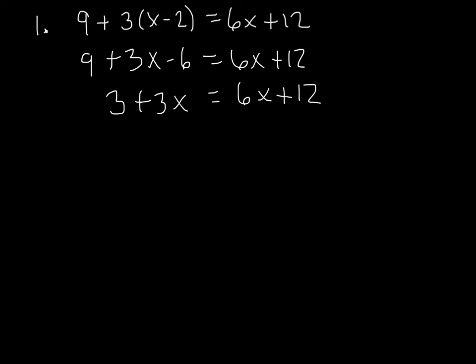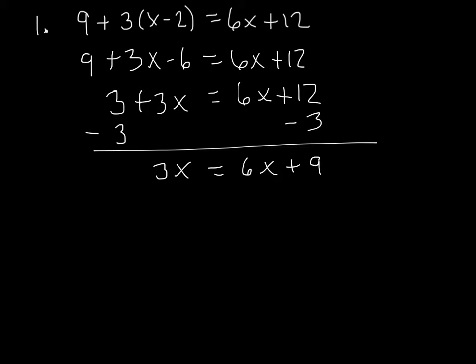All right, so now it's a matter of preference. If we want our variables on the left, I would subtract 3 from both sides, just so 3x would be by itself. So that's what I'm going to do. You could have also subtracted 6x from both sides first. Doesn't really matter. So now I'm going to have 3x on the left and 6x plus 9 on the right.